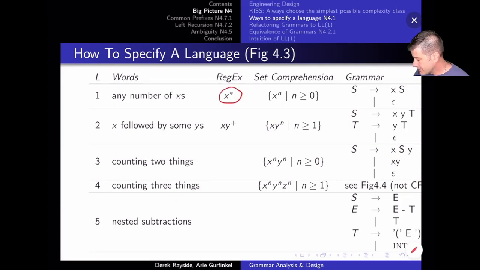So if we have zero or more, the pattern is like this. We say we have the thing that we want. It's either an epsilon, because it's nothing, or it is whatever we want, followed by the same thing.